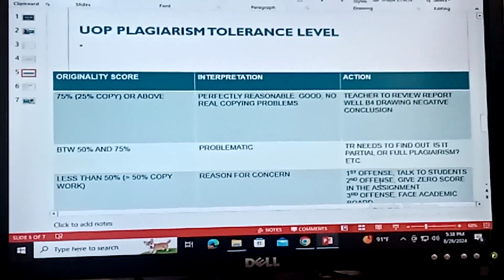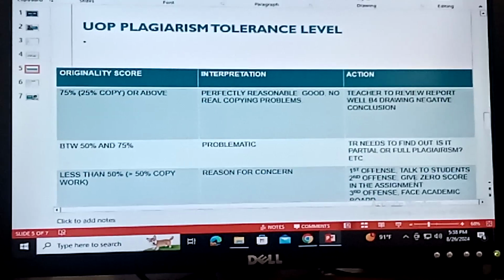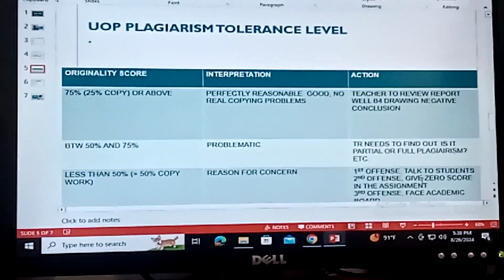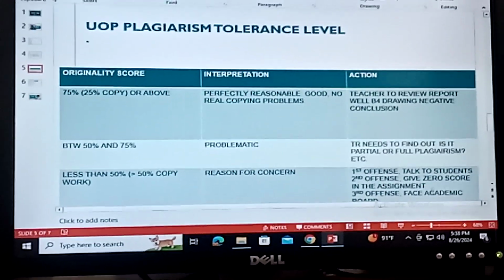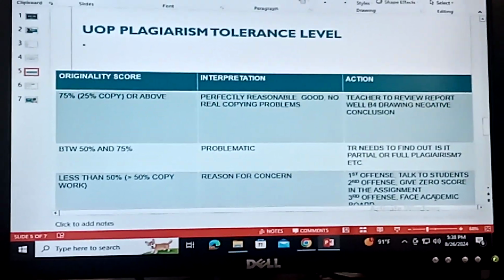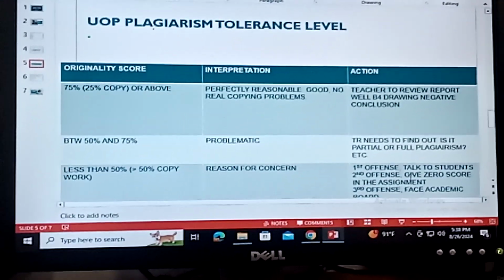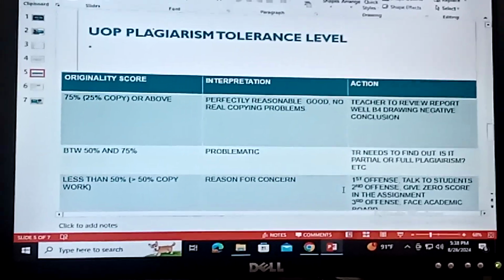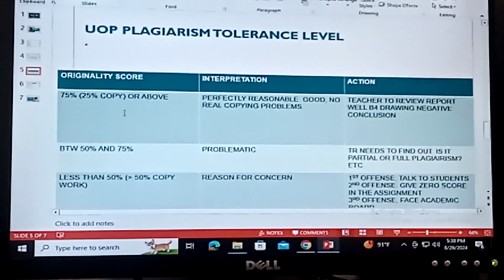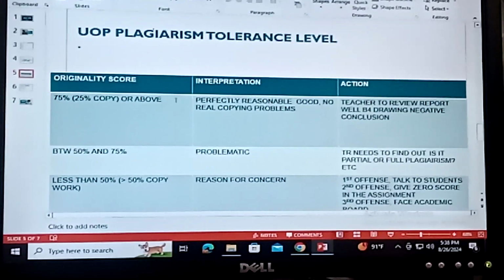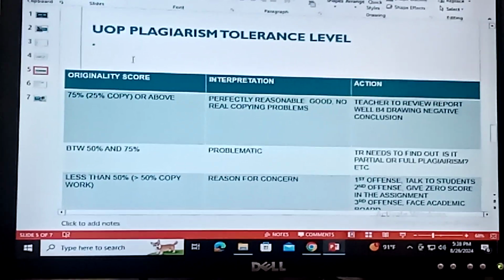So first offense here, the teacher needs to talk to the student. Second offense, the teacher will have to give a 0 score in the assignment. And then the third offense, the student will have no choice than to meet the academic board for questions and answers, and then at the end will be given the chance to pack and go home. So this is a typical tolerance level of University of the People that they are using.